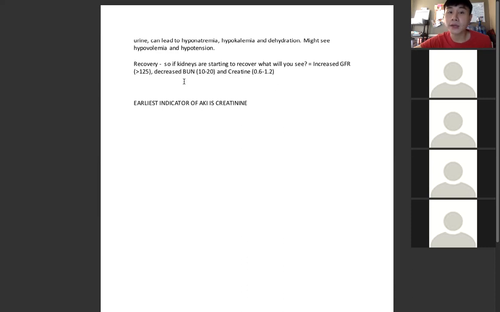Decreased BUN, it will stay in the range of 6 to 20 or 10 to 20. And then the creatinine level will stay in the range of 0.6 to 1.2. And the earliest indicator of AKI is the creatinine. That's why we have to know creatinine is the lab that indicates the function of the kidney, and this is the range of it.